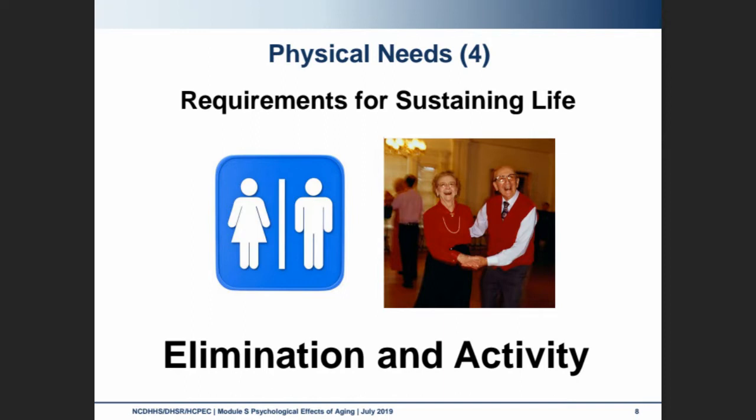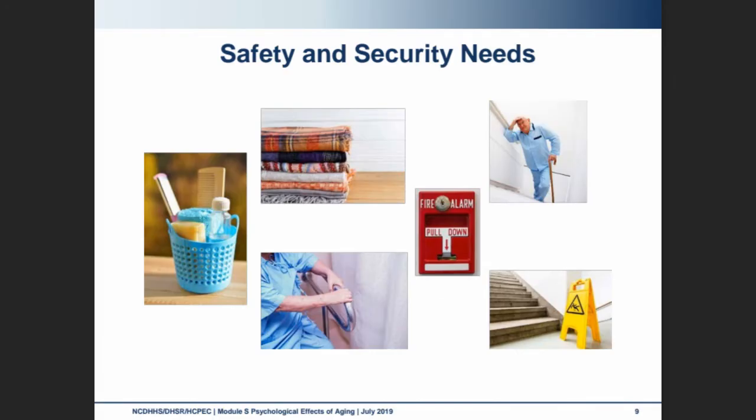Next level up on Maslow's hierarchy of needs is the safety and security. We want to establish familiar surroundings for our residents. So when we get, especially when we get a resident new to the nursing home, we want to explain the layout of the nursing home. We want to explain procedures, routines, schedules. Talk to them about their room.